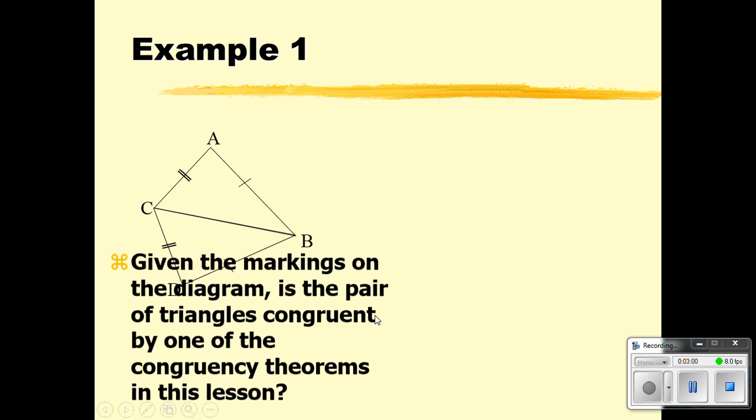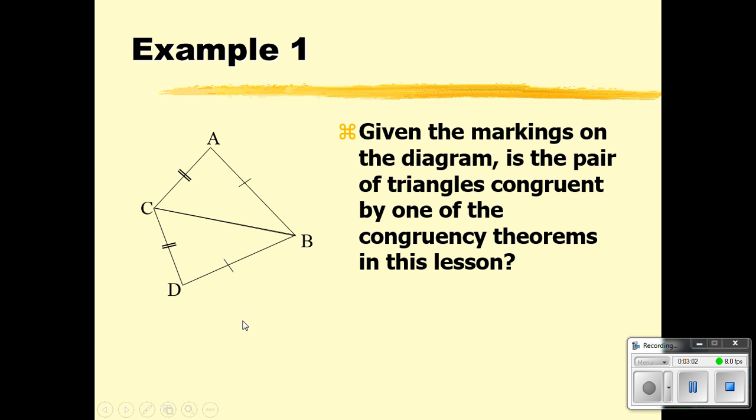Example number 1. Now, things to remember. They don't always mark everything on the picture. That's why we reviewed all of those types of angles the other day. So when I look at this picture, I start to think they're not congruent because I only see 2 pairs of congruent sides. I've got this pair congruent and I've got this pair congruent. And I'm like, well, that's only 2 sides. I have to have 3 sides.